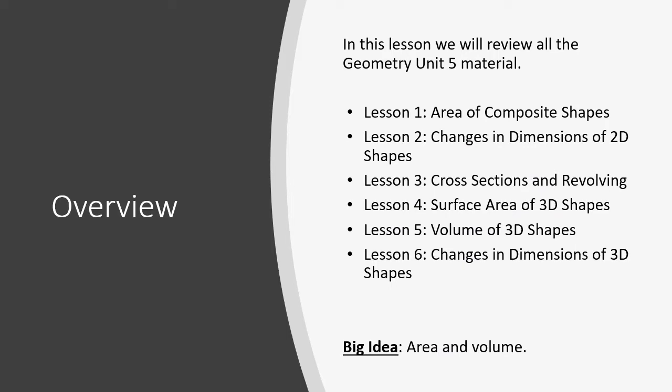A big breakdown of all the lessons that we talked about so far. We started with area of composite shapes. Then we talked about how the change in a dimension of a shape affects its area. Then we jumped over to 3D shapes with cross sections and revolving. We talked about surface area, volume, and then we asked the question again, how do changes in dimensions affect a shape? Our big idea is area and volume.